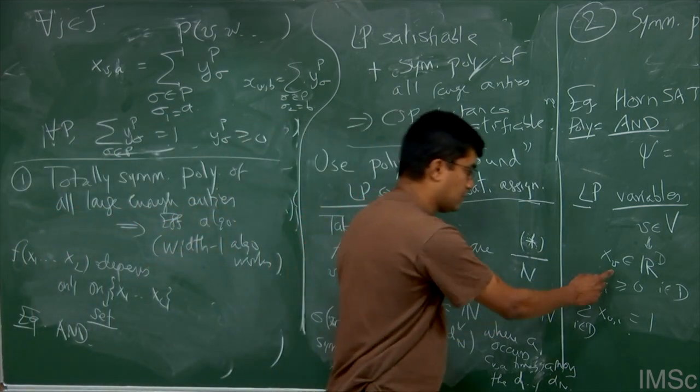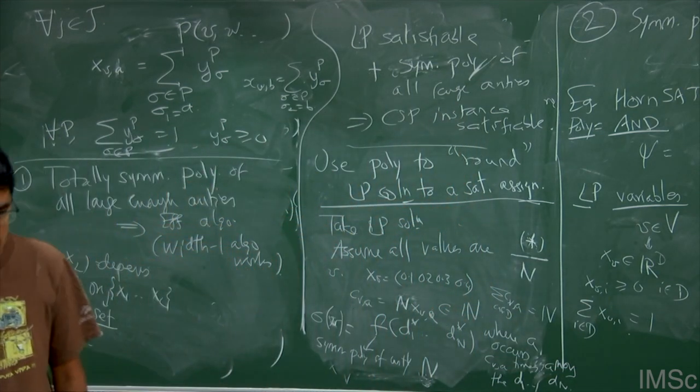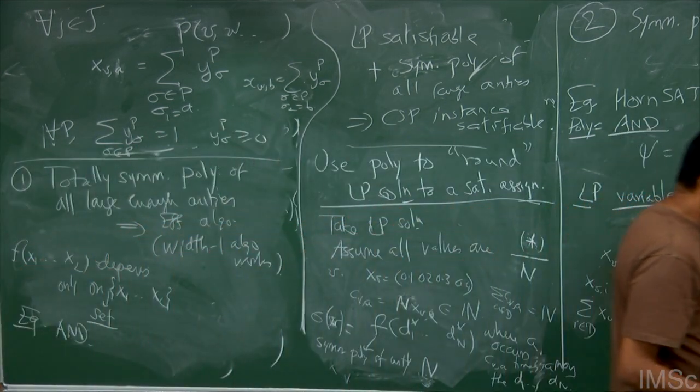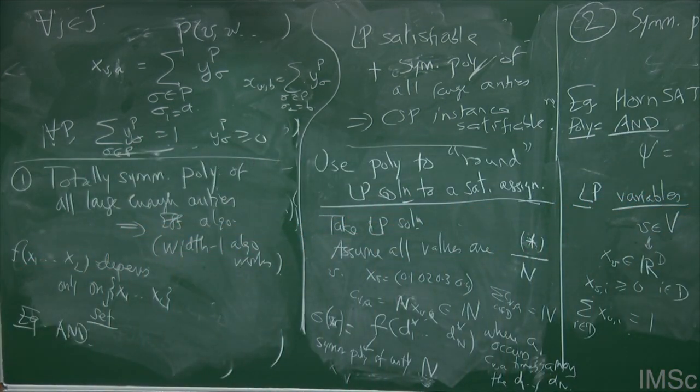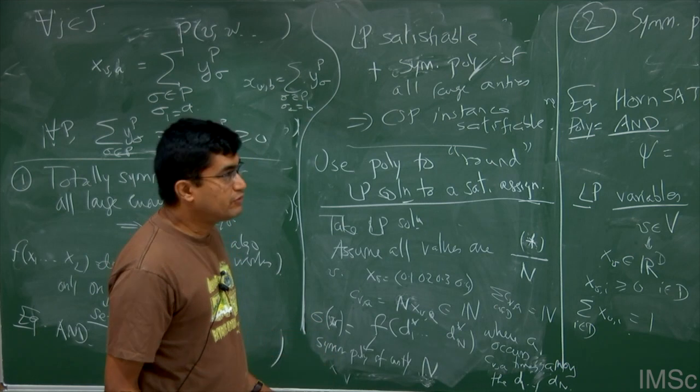For each variable, you have a distribution on possible values, convert that distribution into a frequency count by just clearing denominators, and then apply the polymorphism to a tuple which matches that frequency count, and that is your value, that is your rounding algorithm. Okay, so I have given you the rounding algorithm, we have to just prove it works.